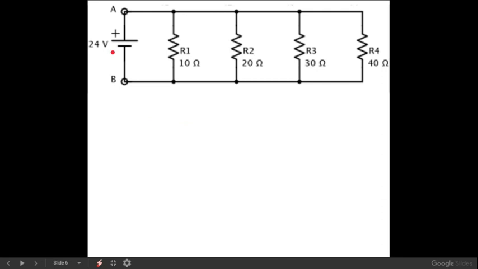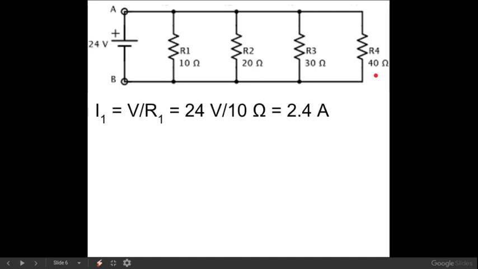We have a 24-volt battery connected in a parallel circuit with 4 different resistors: a 10 ohm, a 20 ohm, a 30 ohm, and a 40 ohm resistor. We can use Ohm's law to figure out how much current goes into each. So for example, the current in branch 1 would be the voltage divided by resistor 1. The voltage we're talking about is the voltage of the battery, because the voltage across every resistor in a parallel circuit is simply the voltage of the battery. So 24 volts divided by 10 ohms for resistor 1 will give us 2.4 amps. So 2.4 amps flows through that branch right there.